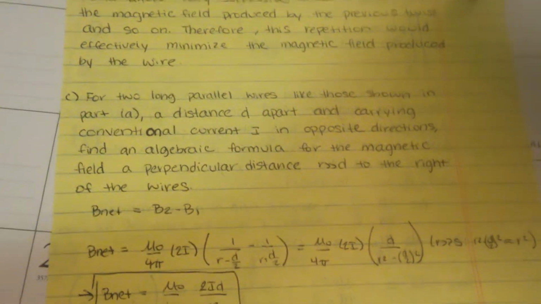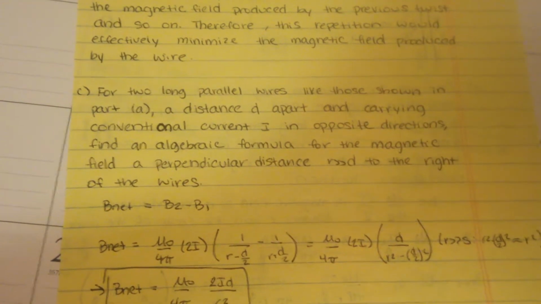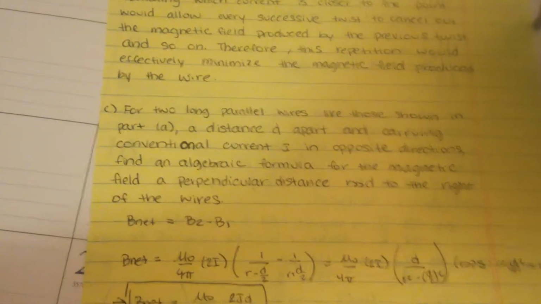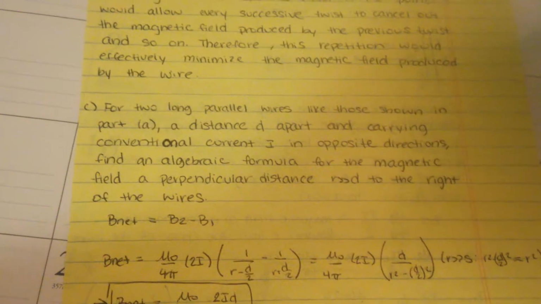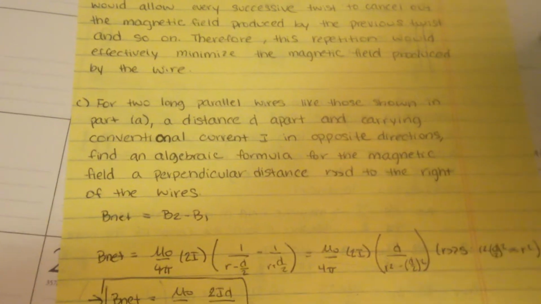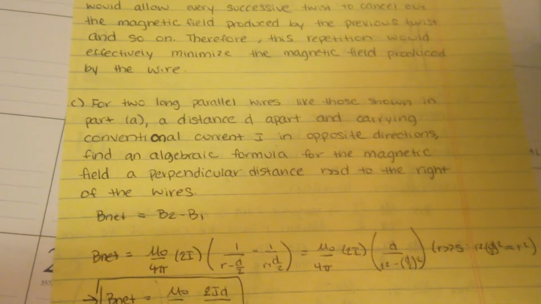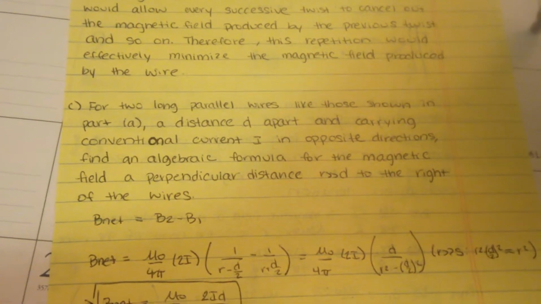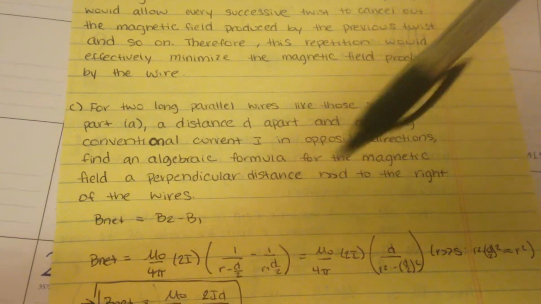And this last one is very similar to part A. Theoretically, you could do part A just by plugging in the numbers as a whole without simplifying. You might get a more accurate number, but I just decided to simplify it for the sake of time and simplicity. But this is essentially the same as part A, but I'll do it anyway. For 2 long parallel wires, like those shown in part A, distance d apart and carrying conventional current I in opposite directions, find an algebraic formula for the magnetic field at a perpendicular distance r greater than d to the right of the wires.